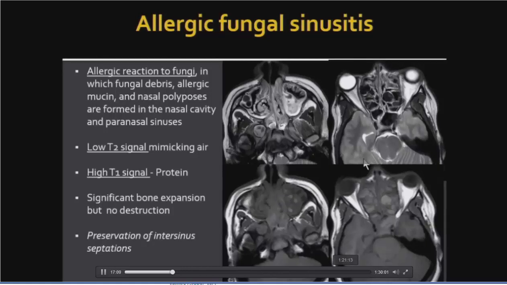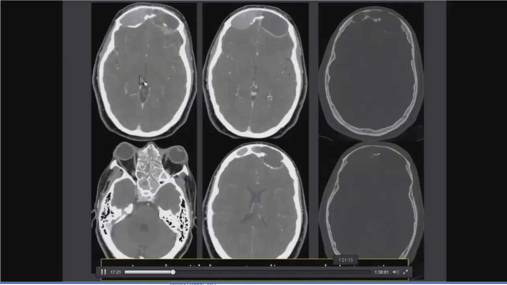Now, it's important to know that it's not just one particular type of fungus that actually causes this. There can be various types of fungi that actually result in this type of allergic reaction. But you can have clues on imaging to making the diagnosis. This is another patient who shows expansion of what looks like portions of the frontal sinuses. In fact, in some locations, you don't even see the bony or osseous rim posteriorly.